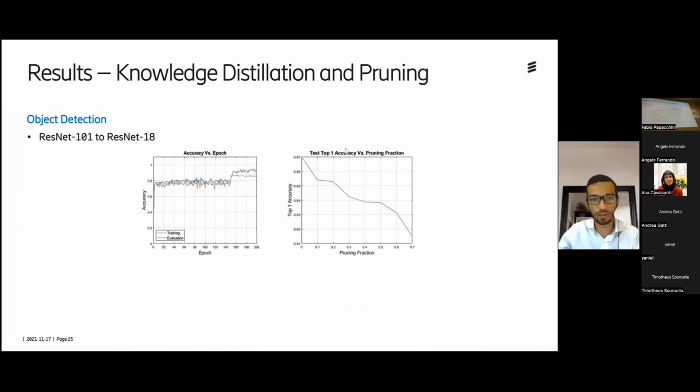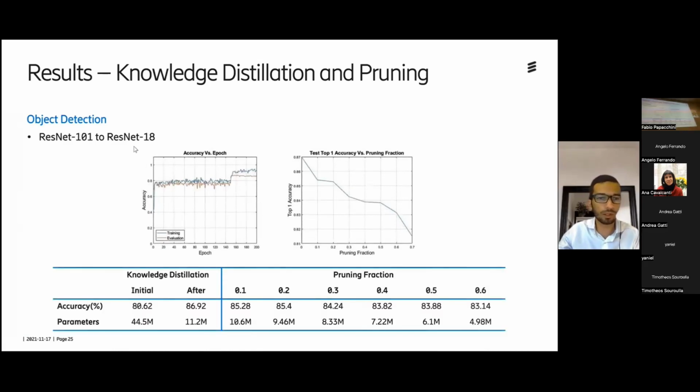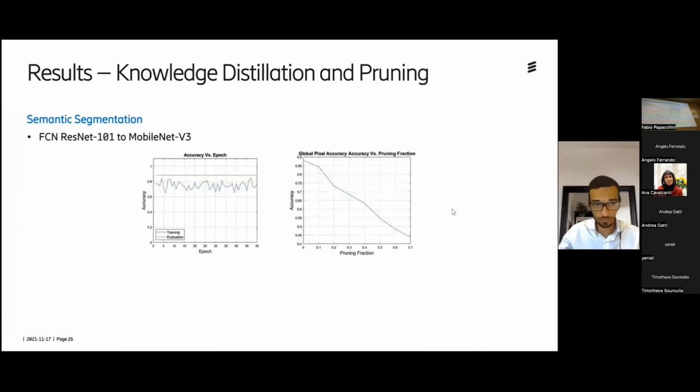And moving on to the next combination, ResNet 101 to ResNet 18. We can see that beginning with 44.5 million parameters, we ended up with 5 million. So we removed 40 million parameters from the model, and we achieved accuracy higher than the original one by 2.5%. So we had a 90% compression percentage and an accuracy increase, not an accuracy drop, here.